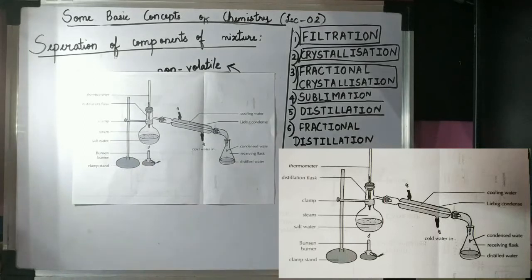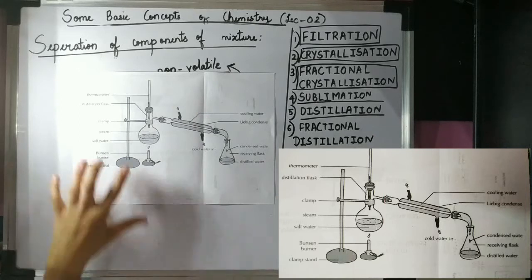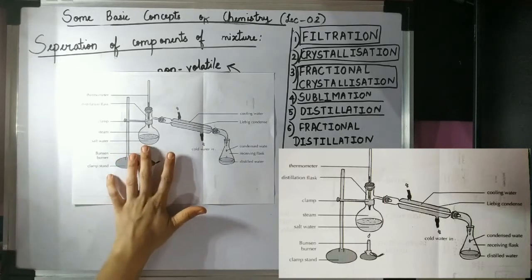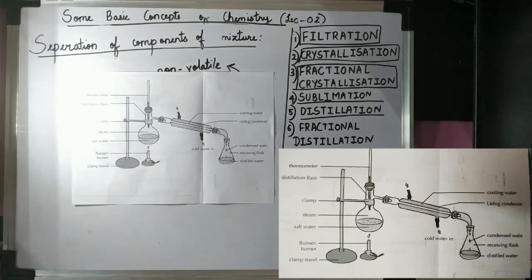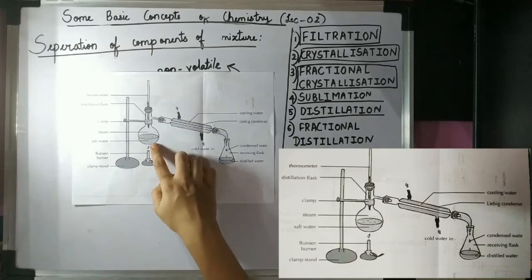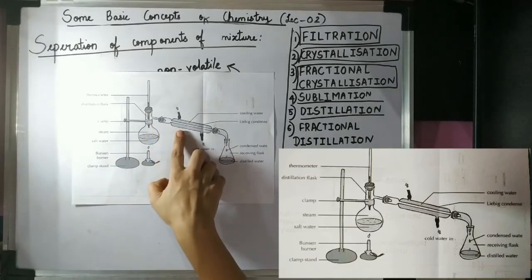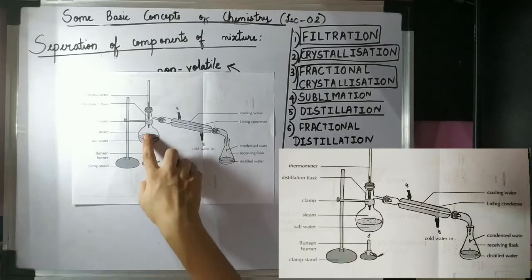Now this is the assembly for distillation. How do we do it? This is a stand and this is a round bottom flask. Suppose we have a salt solution in this, and we have to separate salt and water. So we will heat the water and condense the vapors. When the water is heated, we will get vapors.